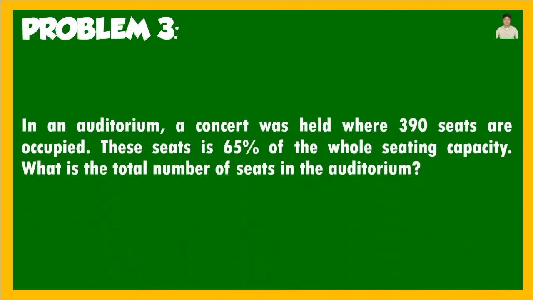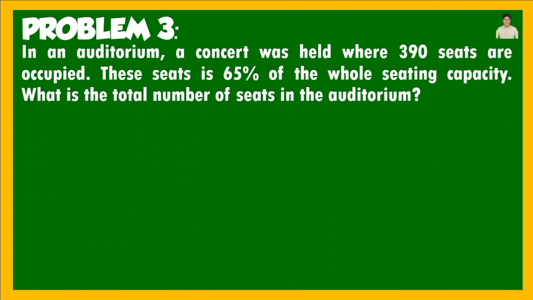Last problem, number 3. In an auditorium, a concert held where 390 seats are occupied. These seats is 65% of the whole seating capacity. What is the total number of seats in the auditorium? So, concert ang pinag-uusapan natin dito wherein 390 seats are occupied. Ibig sabihin, 390 persons ang nakahupo, which is equivalent daw po sa 65% ng whole seating capacity. Hindi siya 100%. 65% lang. So, our question here is, what is the total number of seats in the auditorium?